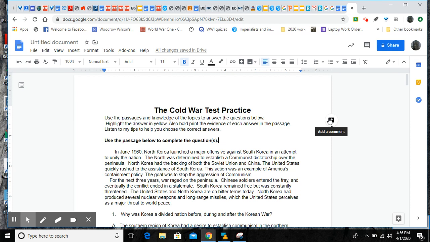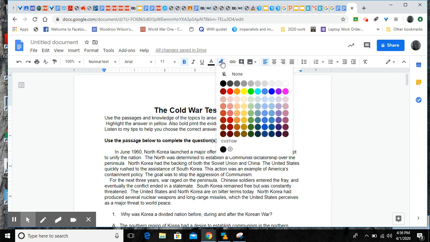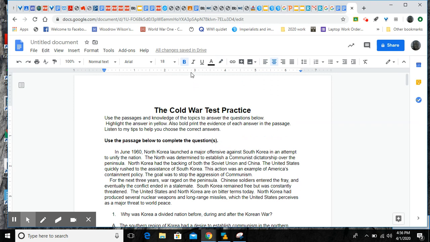So you're going to make your own copy of this so that you can highlight the answer in yellow. Also, you're going to bold print the evidence of each answer in the passage. So up here, that's how you highlight in yellow. Here's yellow. And of course, you already know that this is the bold print. Okay? So in the passage, you're going to bold print the actual evidence of the answer.